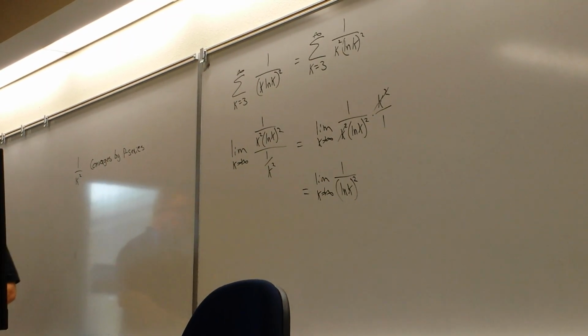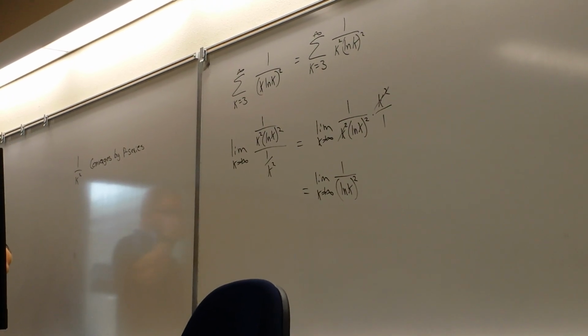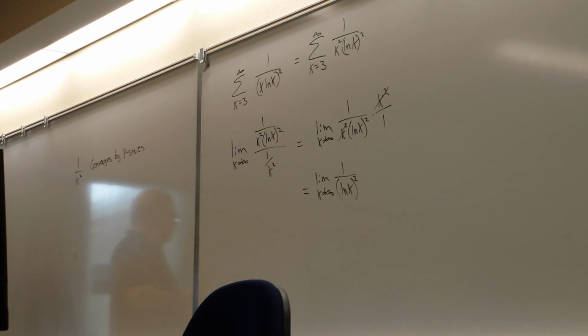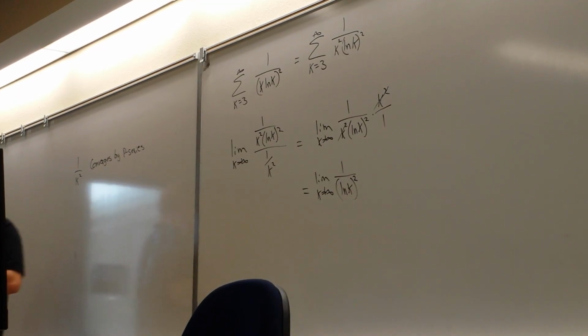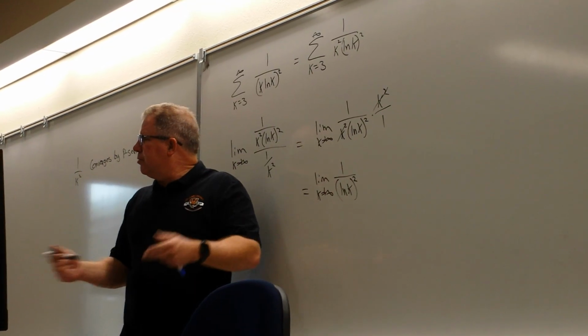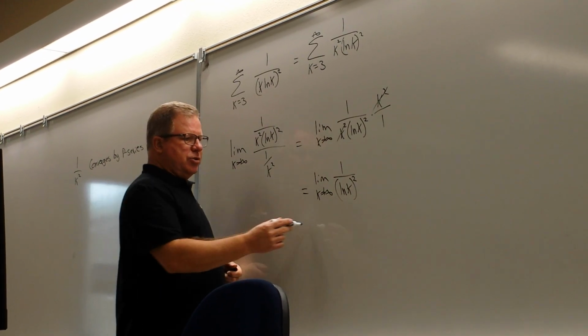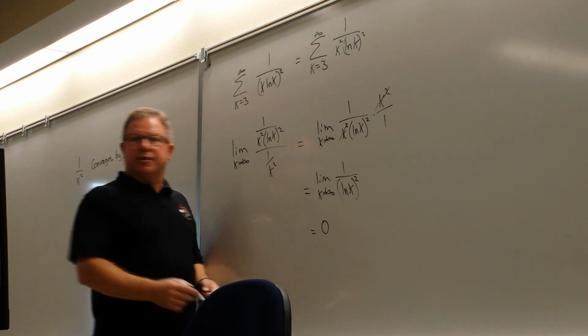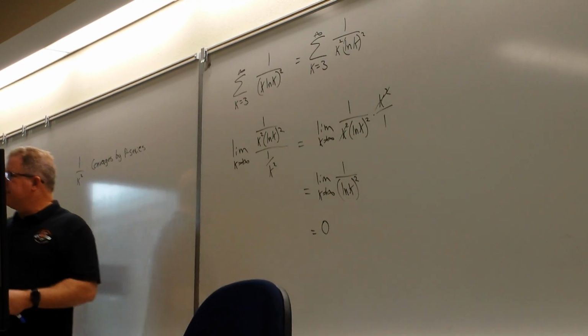What's that limit going to equal? Or what's our denominator going to as K goes to infinity? Infinity. Ln of infinity is infinity. So if you square it, that's just infinity squared, which is infinity. So this is going to equal 0 then, isn't it? 1 over infinity is 0.